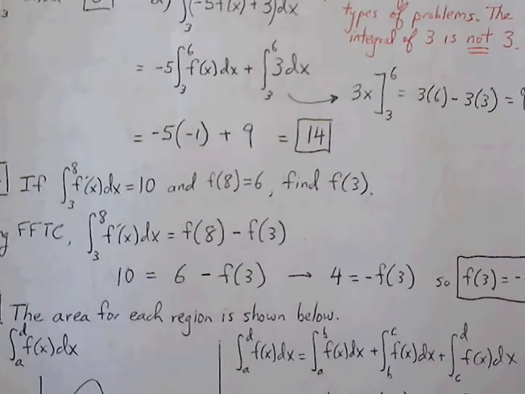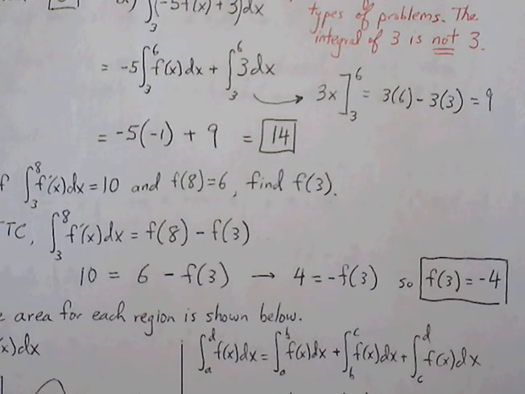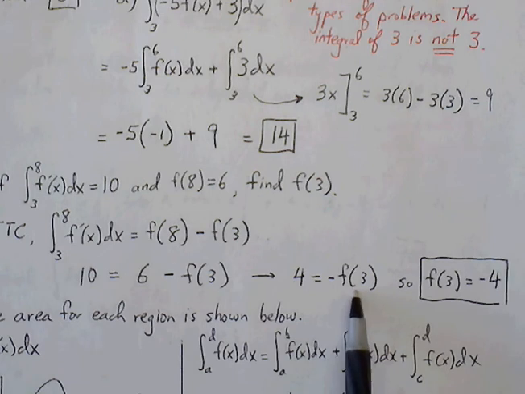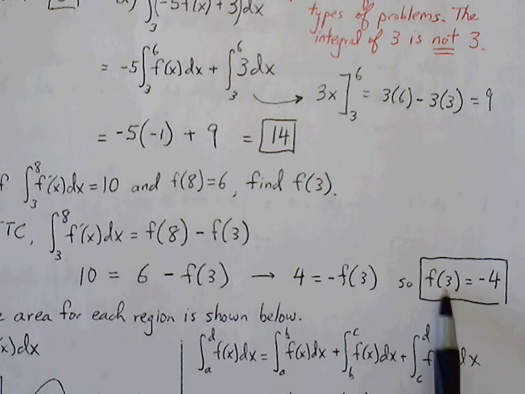Subtract 6 from both sides. 10 minus 6 is 4, so 4 equals negative f of 3. To find f of 3, we just divide both sides by negative 1. So f of 3 is simply negative 4.